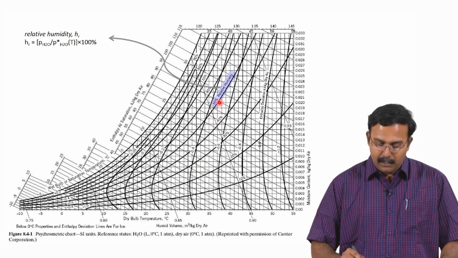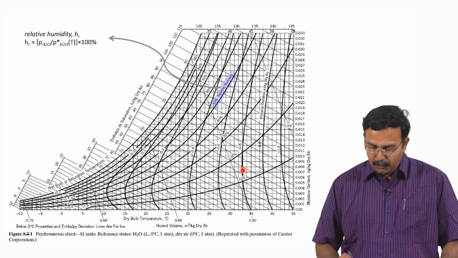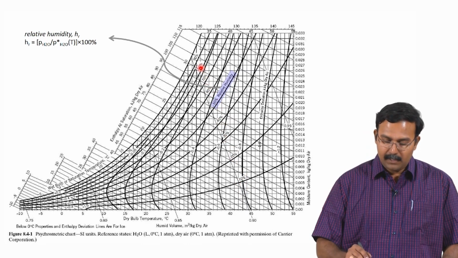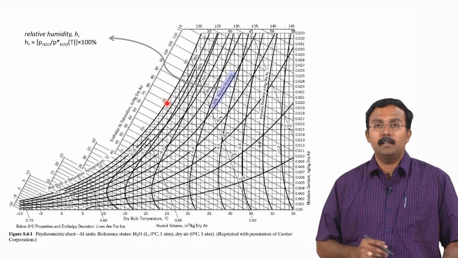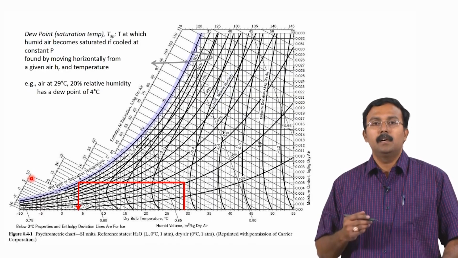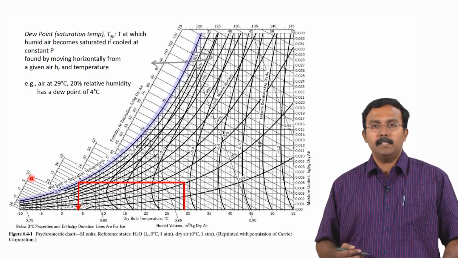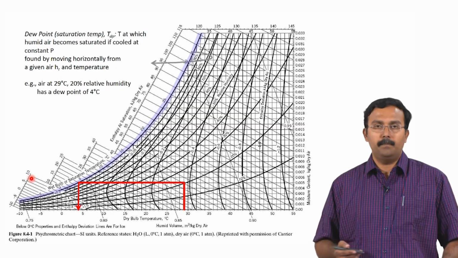The relative humidity highlighted here is for 50% relative humidity. You also have 10%, 20%, 30, 40, 50, 60, 70, 80, 90, and the last one, which is the saturation curve, would be at 100% relative humidity. The next information you can get from this is dew point. Dew point or saturation temperature is the temperature at which humid air becomes saturated if cooled at constant pressure.